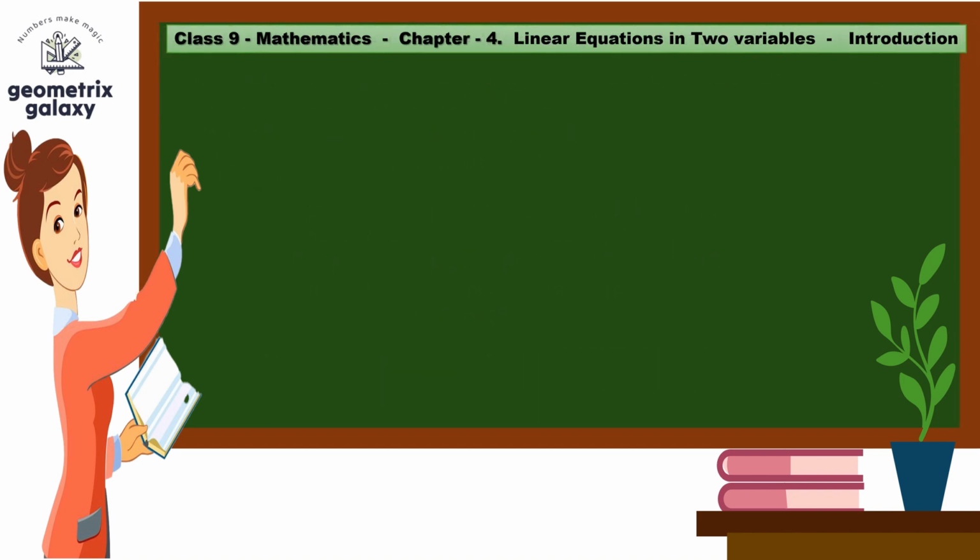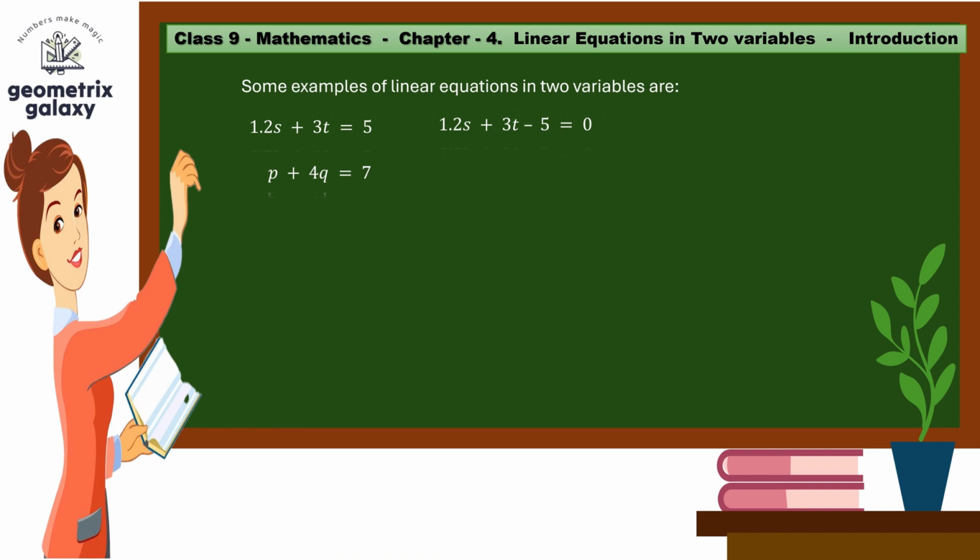Now let us see some examples of linear equation in two variables. 1.2s plus 3t is equal to 5. Here s and t are variables and the power of s and t is 1. So this is a linear equation in two variables. We can also write it as 1.2s plus 3t minus 5 is equal to 0. Here is another example, p plus 4q is equal to 7. I can also write this as p plus 4q minus 7 is equal to 0.